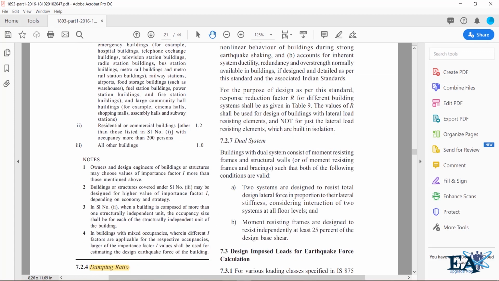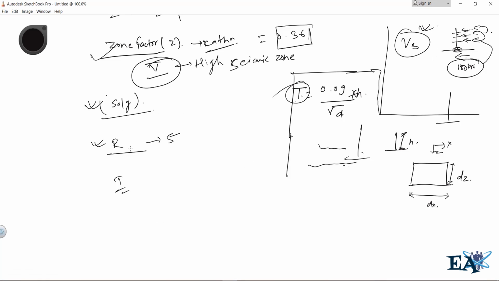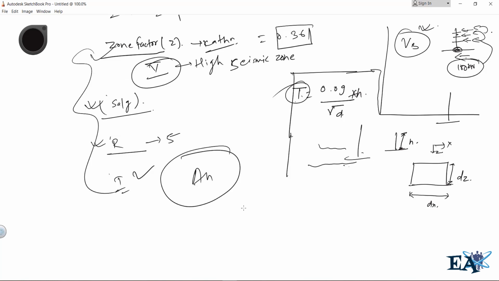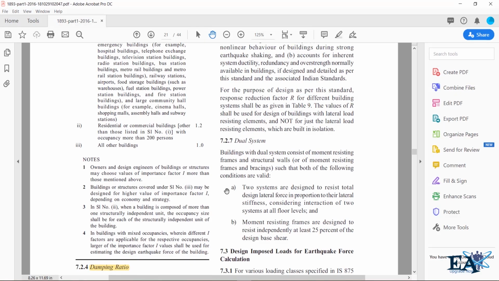Okay, so we know the importance factor as well, and we know all these things. So using all these values, we can find AH, and using AH we can find VB, base shear, and using the base shear we can apply the load in various floors of the structure. So how do we do that? So there is another calculation. Now I assume that we know how to find the base shear.